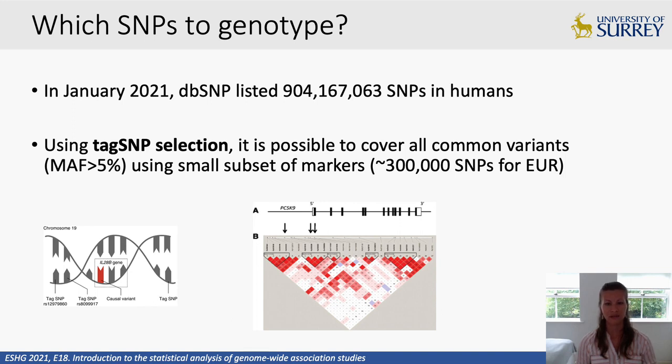And in the figure here on the right, we see some haplotype blocks with high linkage disequilibrium, correlation between the SNPs, and by selecting just one or two SNPs from each of these haplotype blocks, we can cover the whole block.